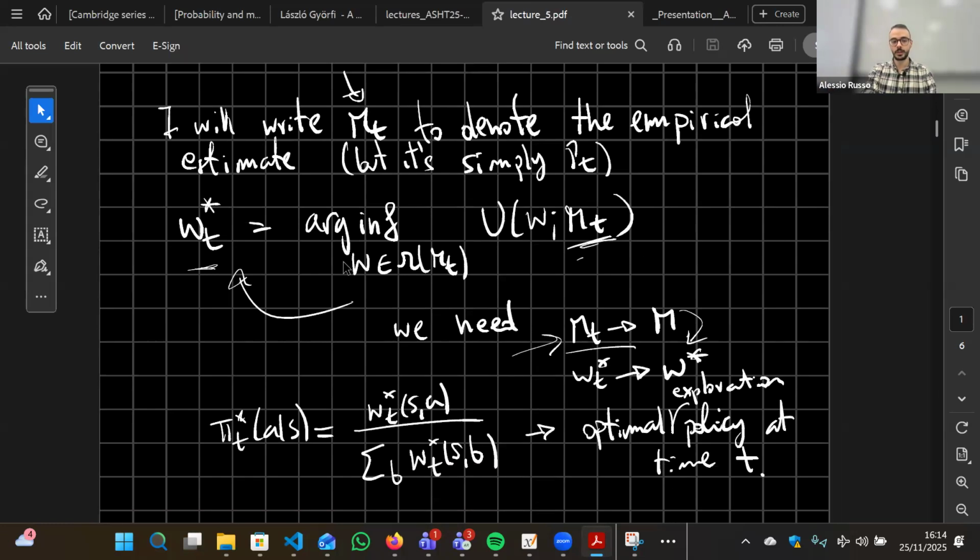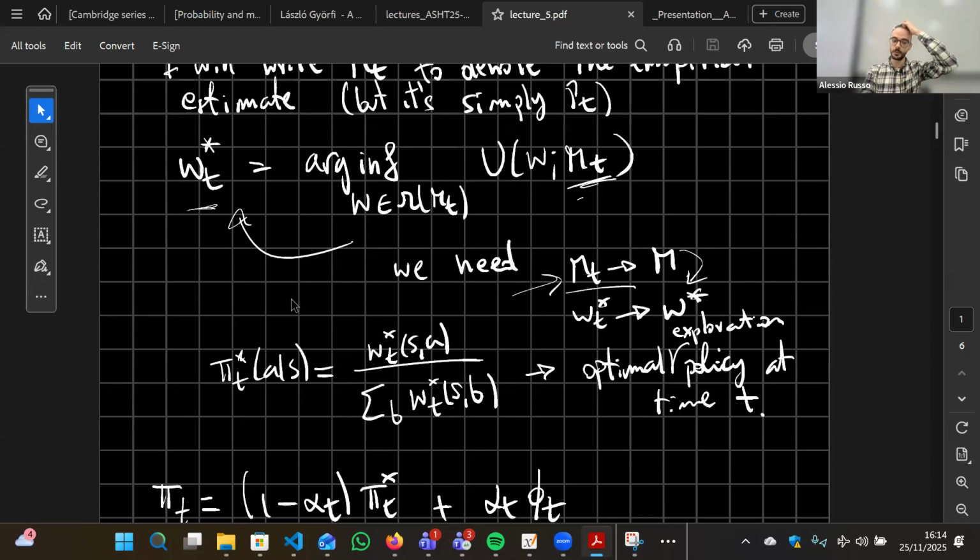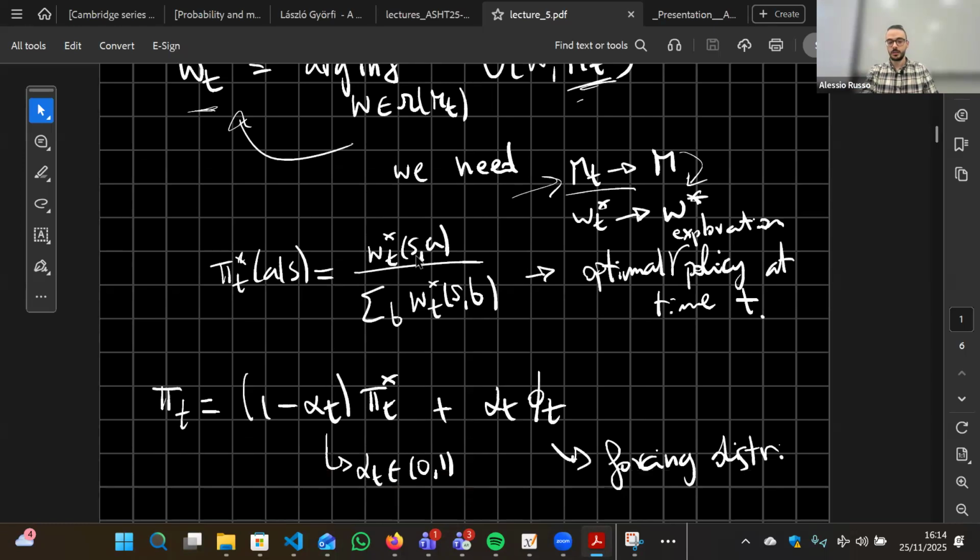To ensure that we are converging to the W star, what you want is to add an additional exploration strategy here. So from this W_t star, we derive the oracle exploration strategy. You compute W_t star, and then you can define the oracle policy at time t. This is the exploration strategy for MDP M_t. This is simply W_t star (s, a) divided by the probabilities of all the actions.